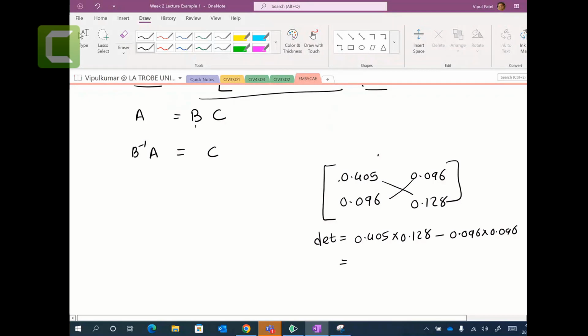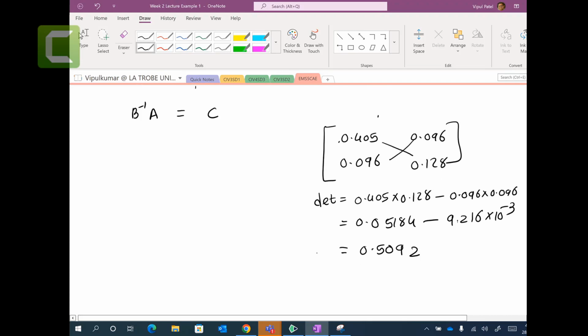So if I use the calculator, 0.405 times 0.128, you get 0.05184, take away 0.096 times 0.096, you get 9.216 times 10 raised to minus 3. So 0.05184 take away that answer, you get 0.05092. That is your determinant.